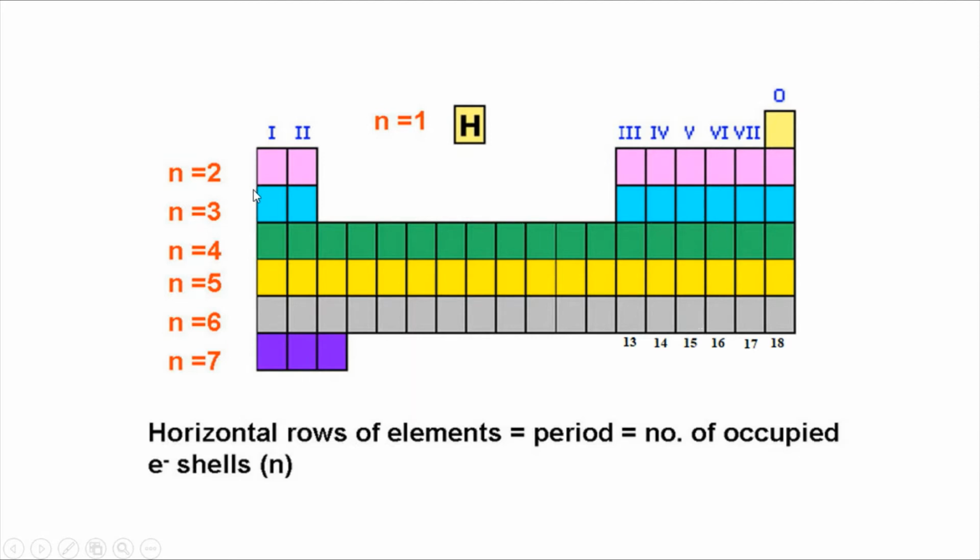Representative elements, that is elements in group 1 and 2, group 13 to group 18. Number of valence electrons in the first and second group is the group number itself. That is, first group contains only one valence electron and second group elements contain only two valence electrons.